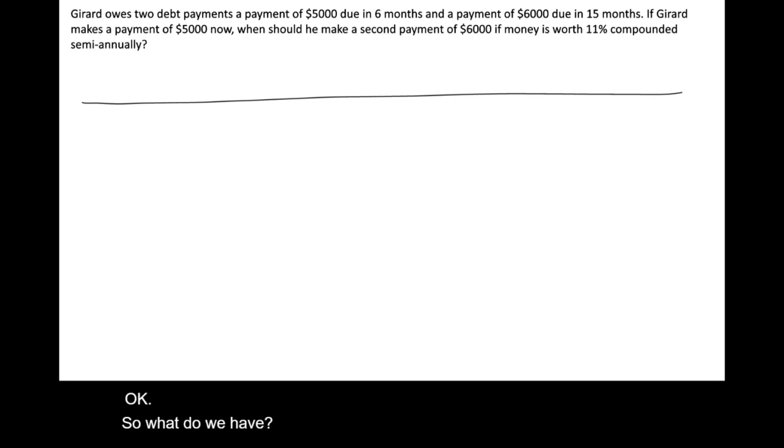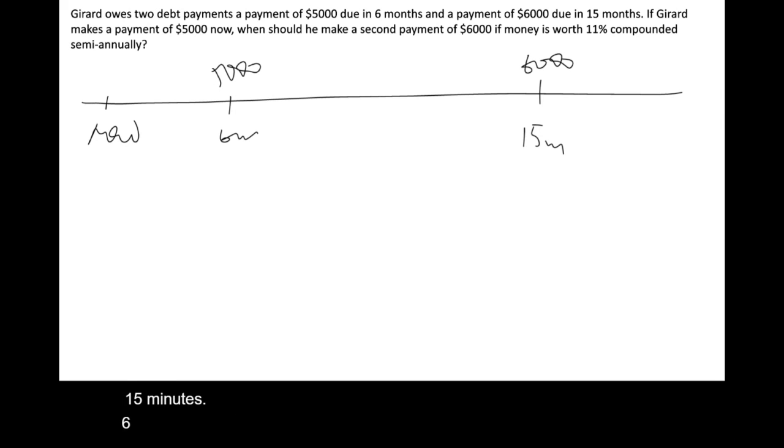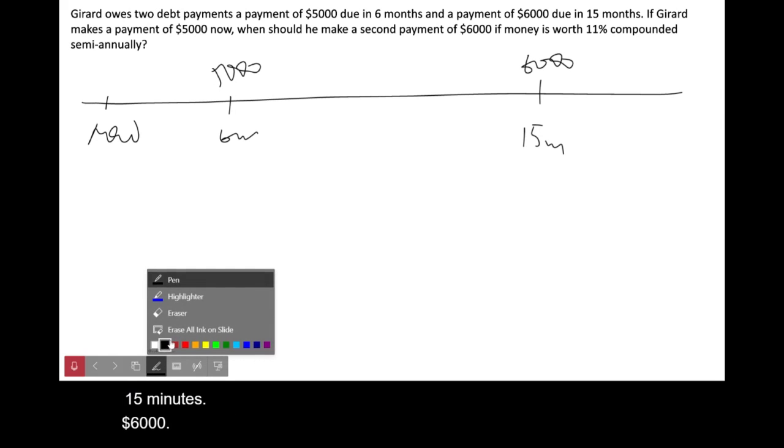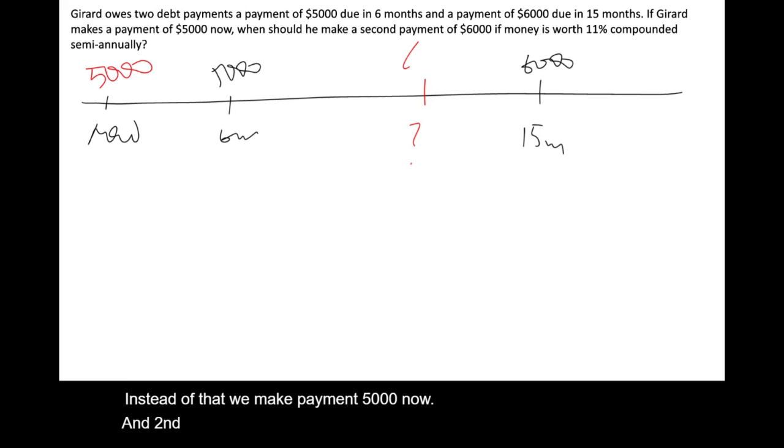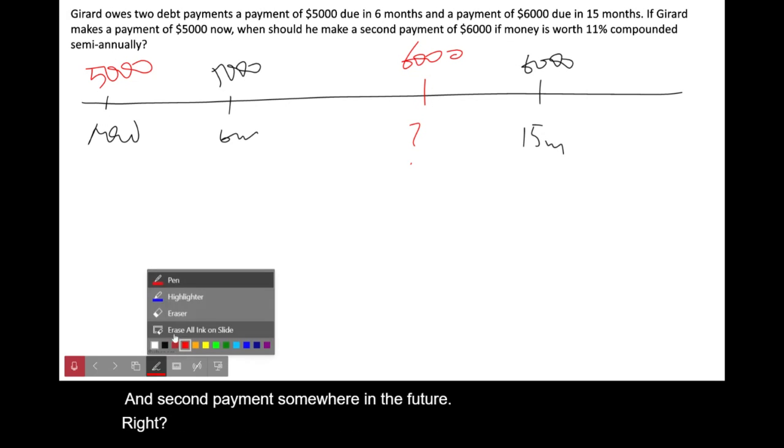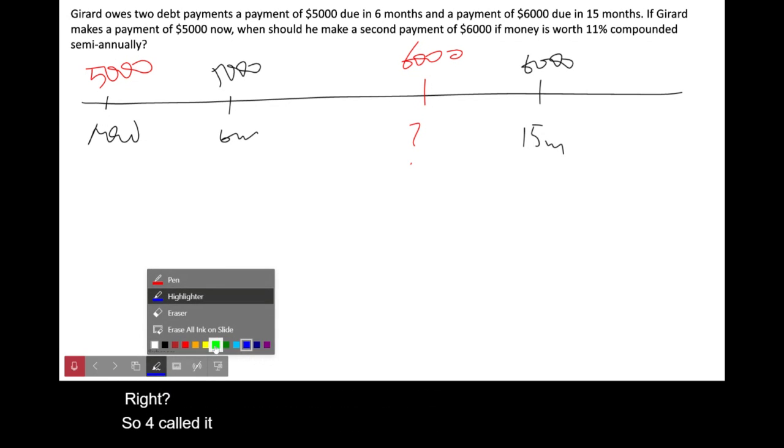Okay, so what do we have now? 6 months, $5,000. 15 months, $6,000. Instead of that, we make a payment of 5,000 now and a second payment somewhere in the future, right? So the focal date is today.